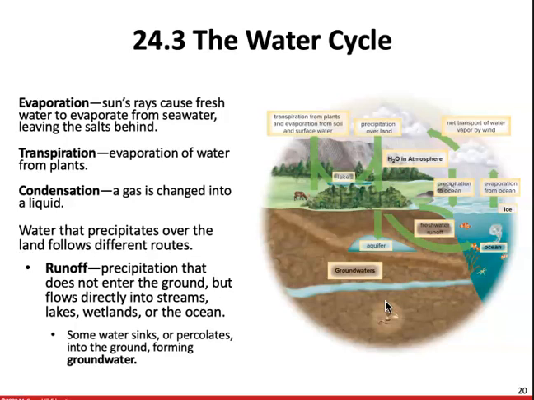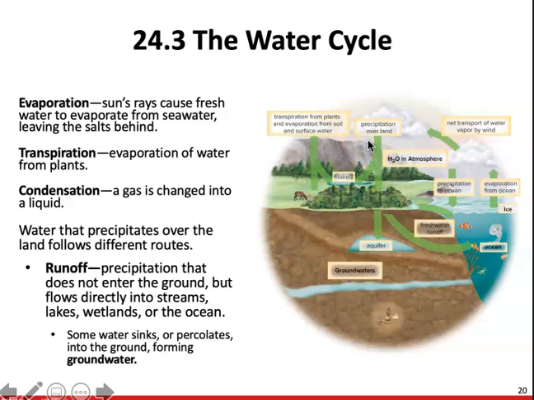The first is going to be evaporation. The sun's rays are going to cause fresh water to evaporate from seawater, leaving the salts behind. So in the case of evaporation, we're going to see a lot of evaporation from the ocean. Fresh water is going to be taken up into the atmosphere, leaving salt behind. Transpiration is going to be the evaporation of water from plants. So we will see this occurring over land. We're going to see evaporation from lakes and large sources of water, but also transpiration, the evaporation of water from plants.